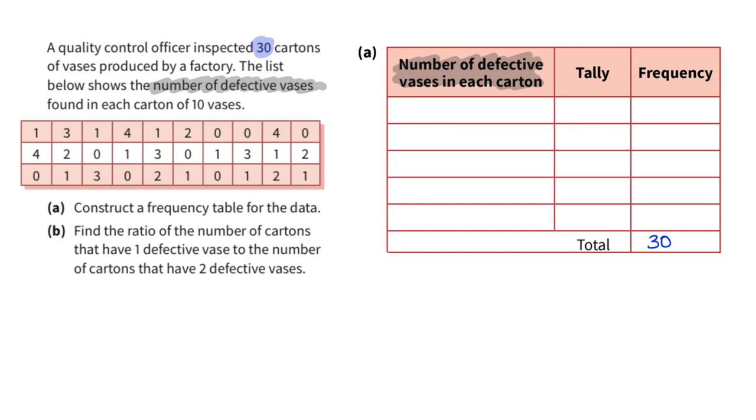So do notice that the number of defective vases ranges from 0 to 1, to 3 and to 4. And so these are the classes for the defective vases. Okay, now we are going to start the tally. So I see 1, so I will start off 1. Now it's 3, so 3 has 1.